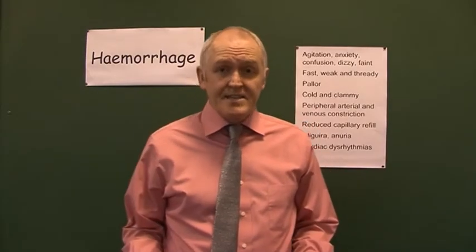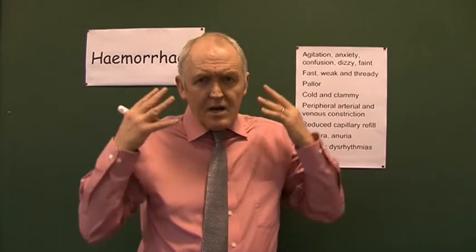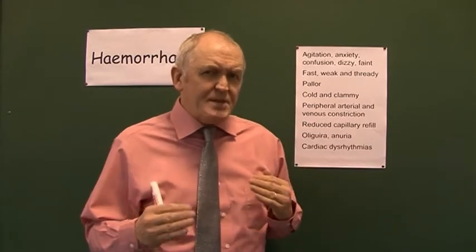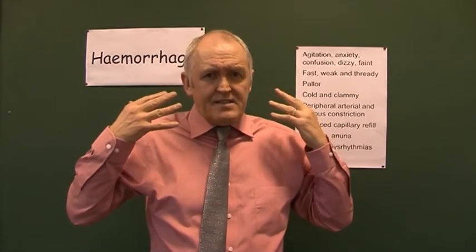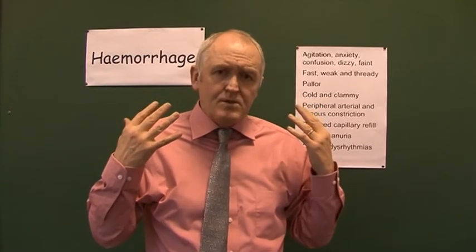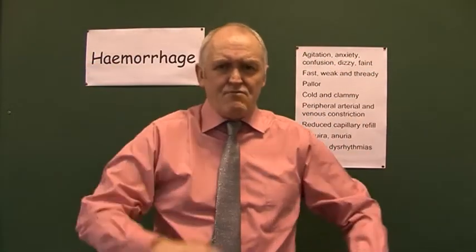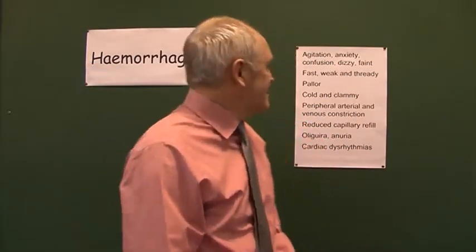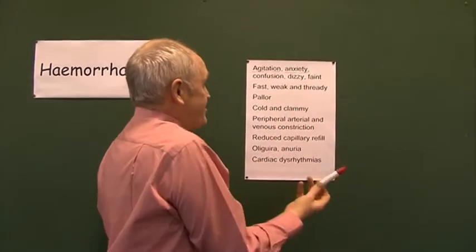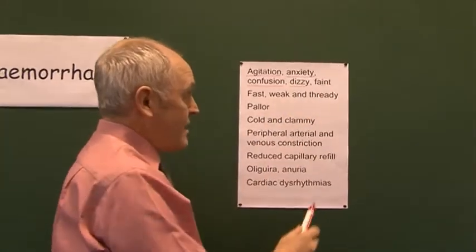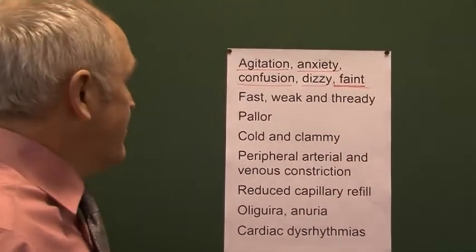So still thinking about clinical indicators, when the blood pressure starts to drop, the brain might become hypoperfused. And even before the blood pressure starts to drop, there seems to be something about the bleeding and the compensations that make the patient feel agitated and anxious. So you might see the patient thrashing around a bit. You can get agitation, feelings of anxiety, and eventually confusion, dizziness. And patients can faint, of course. They might come round when you lie them down, but fainting is certainly possible.